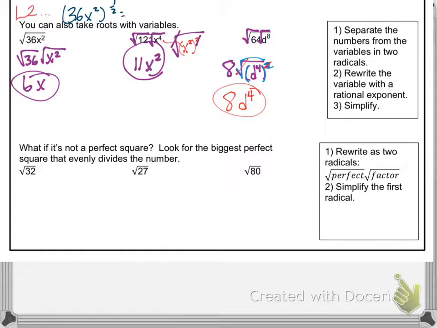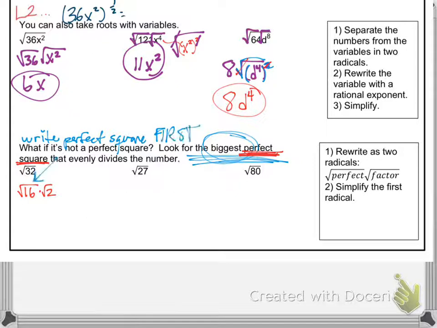Now, if you don't have a perfect square, you want to look for the biggest perfect square that divides evenly into the number. And it has to be a perfect square that divides into it. I don't care that 4 times, well, you want the biggest perfect square. So even though 32 divides by 4, 16 is the biggest one, so I'm going to write it like this. And I want to make sure I write the perfect square first, because that's going to simplify to a rational number. So with 27, it gives me that.